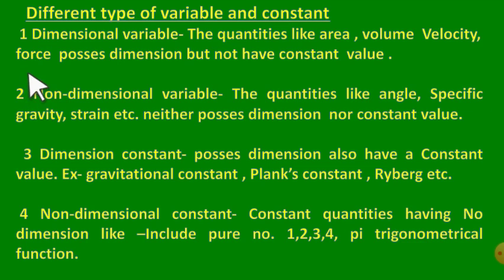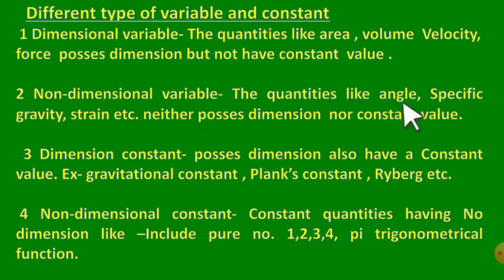Okay, so those physical quantities which have dimension and which don't have a constant value, which means they have variable, changeable values, we call them dimensional variables. Non-dimensional variables don't have any unit, but they can have different, variable values. Those are known as non-dimensional variables.